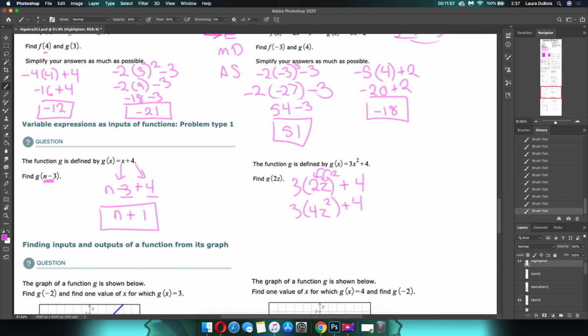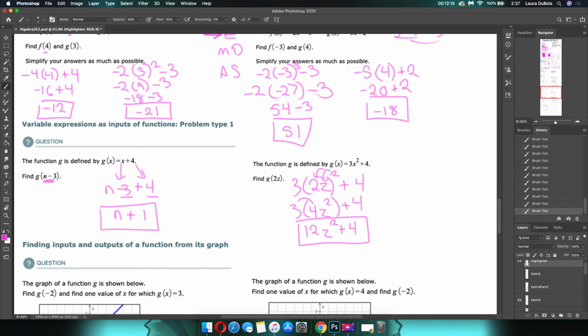Can we simplify it more after this? Yes, we can. We can do 3 times 4. 3 times 4 is 12. 12z squared plus 4. Can we simplify it any more after that? Nope. Once we've pared it down as much as we can, we are done.